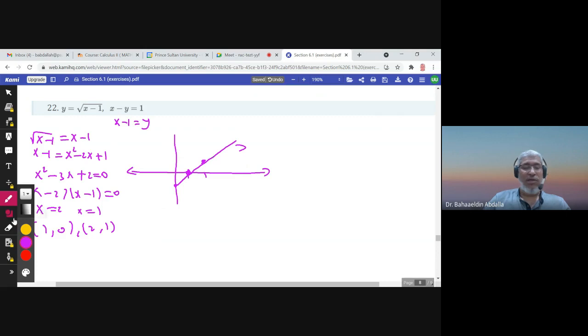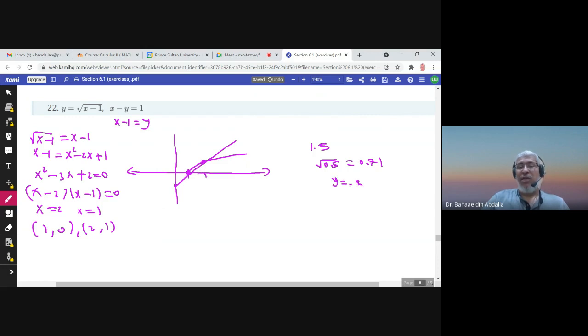So the line will go like this, while the curve would go like this. Okay, so it's a small area between them. To make sure that actually the curve is above the line, I can choose one x value, 1.5, and replace it. So square root of 1.5 minus 1 is square root of 0.5, which will give you 0.71. While if I put x equals 1.5 in the line, 1.5 minus 1 would be 0.5, so y would be 0.5. So this tells you that 0.7 is greater than 0.5, so actually the square root curve is above the line.